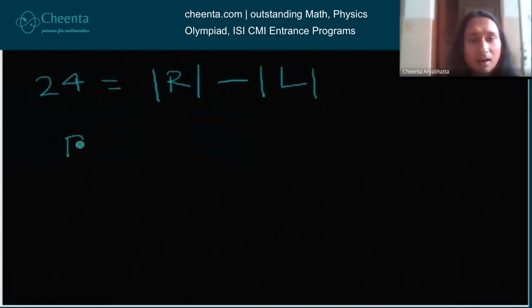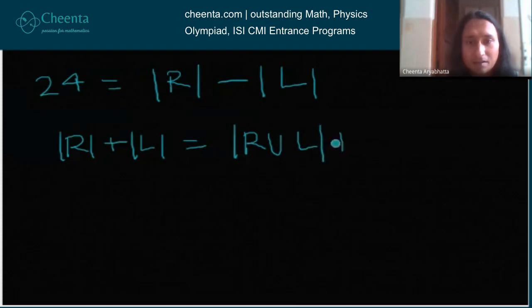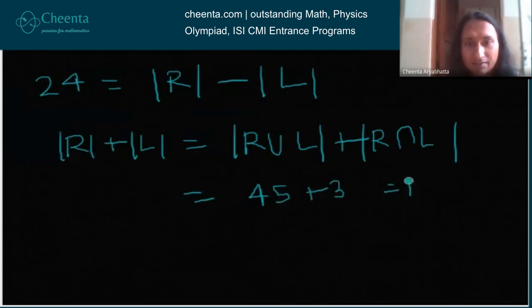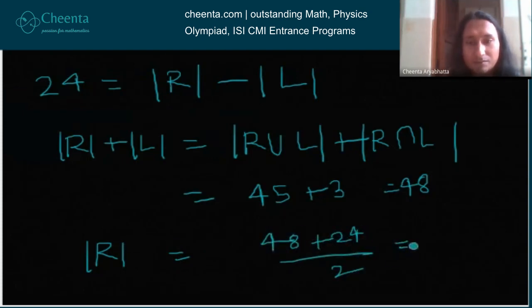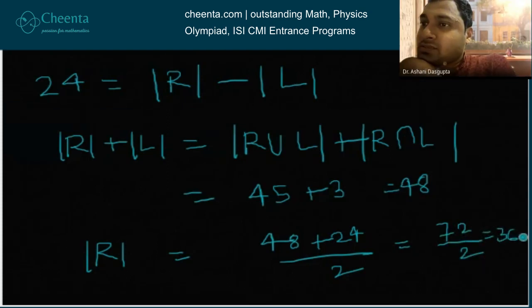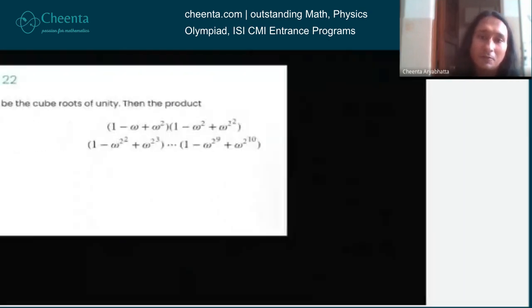Also, R plus L is R union L plus R intersection L. That is 45 plus 3, which is 48. Therefore, adding the two equations, I get R is equal to (48 plus 24) by 2, which is 72 by 2, that's 36. And that's what we were looking for.